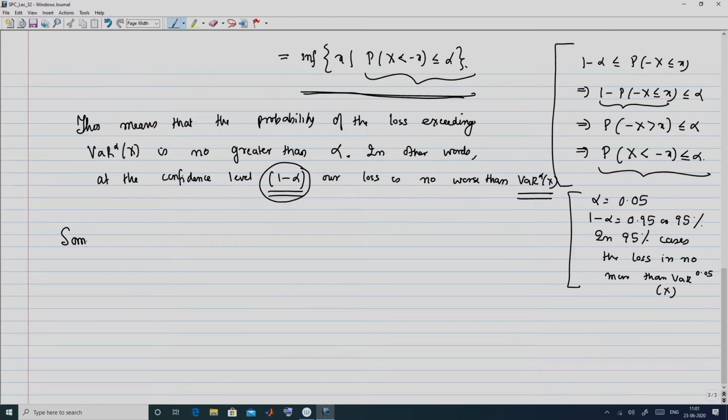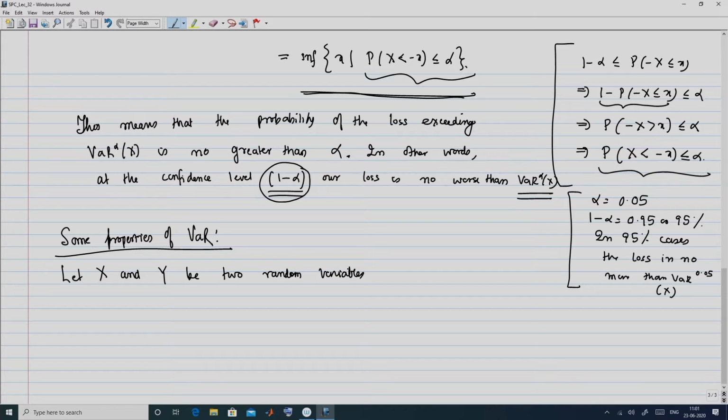Okay, now let us just briefly enumerate some properties of VaR. So let us start off with x and y being two random variables. The following properties hold. First of all, x greater than or equal to y implies that VaR alpha of x is less than or equal to VaR alpha of y.